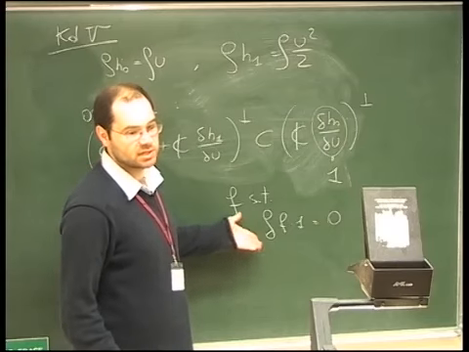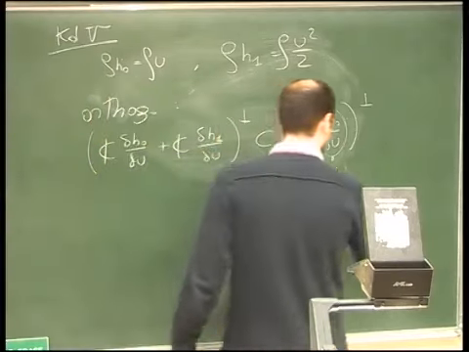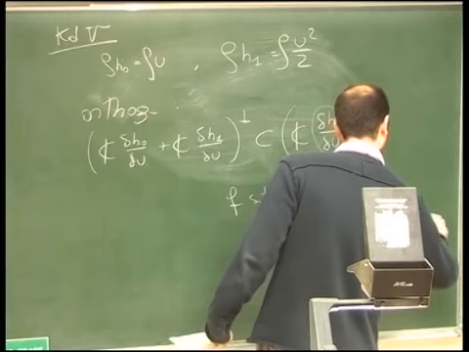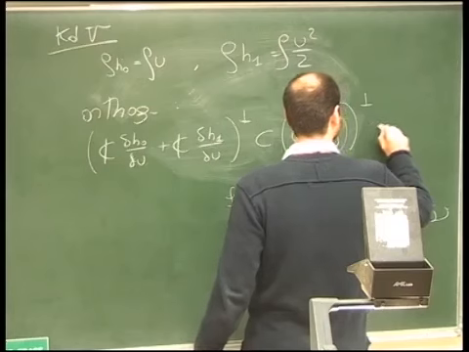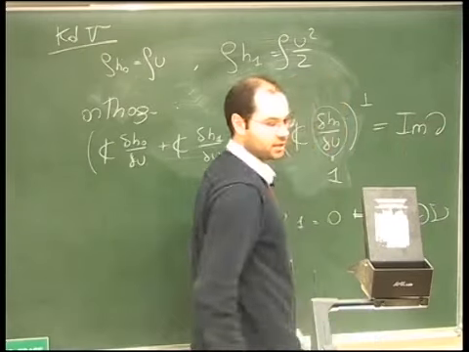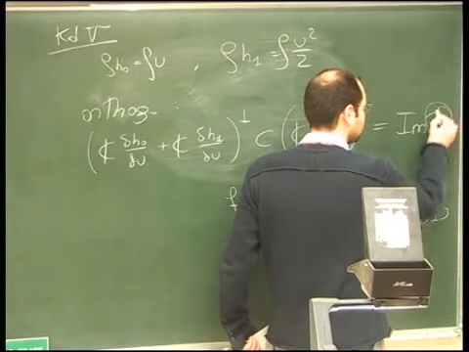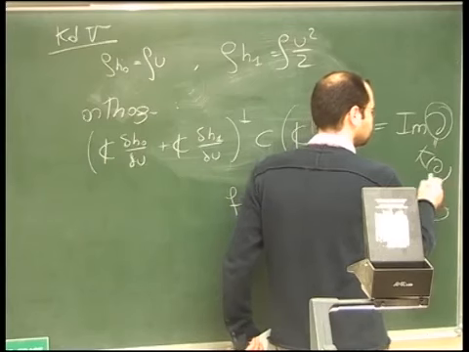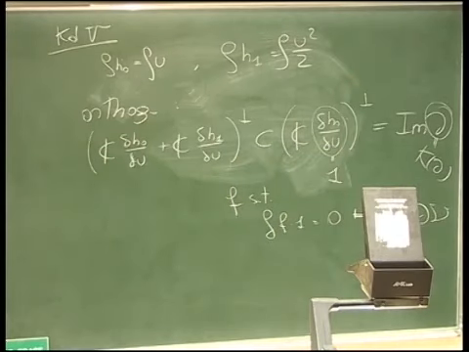Well, such a function means that it's a derivative. This is the same as saying that f belongs to the image of D. So this orthogonal complement is the image of D, which is exactly K. This is exactly K of D. So the orthogonality condition holds.